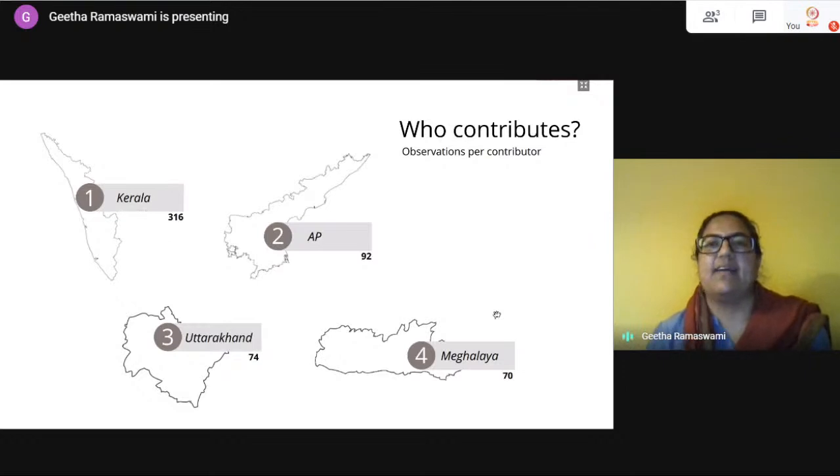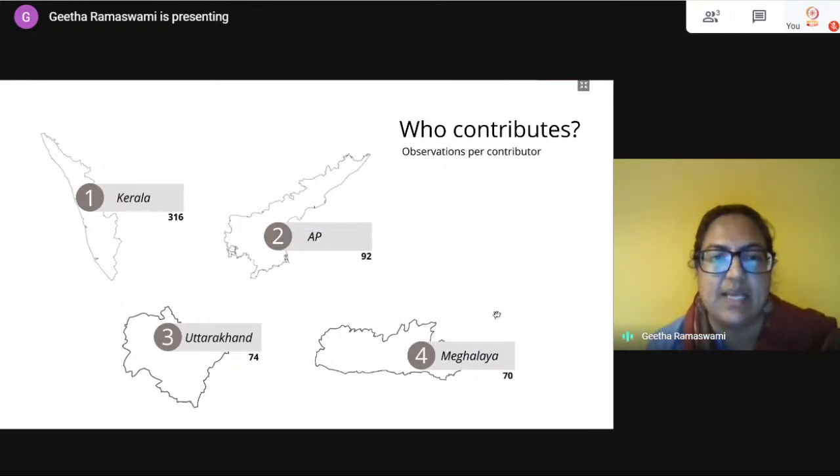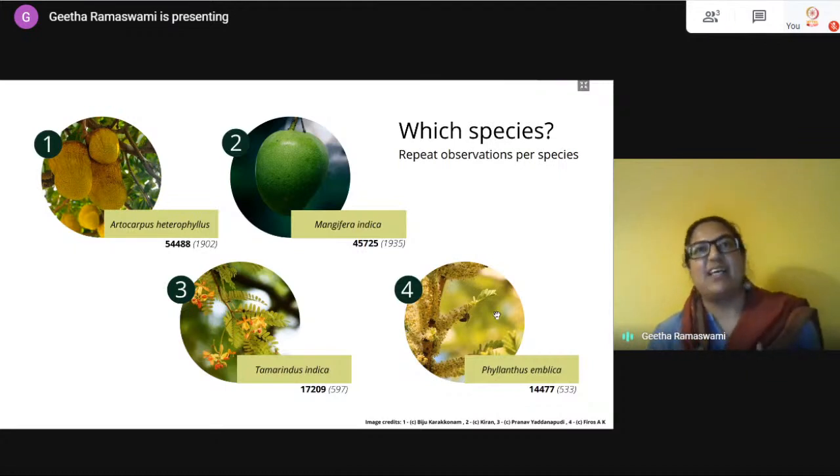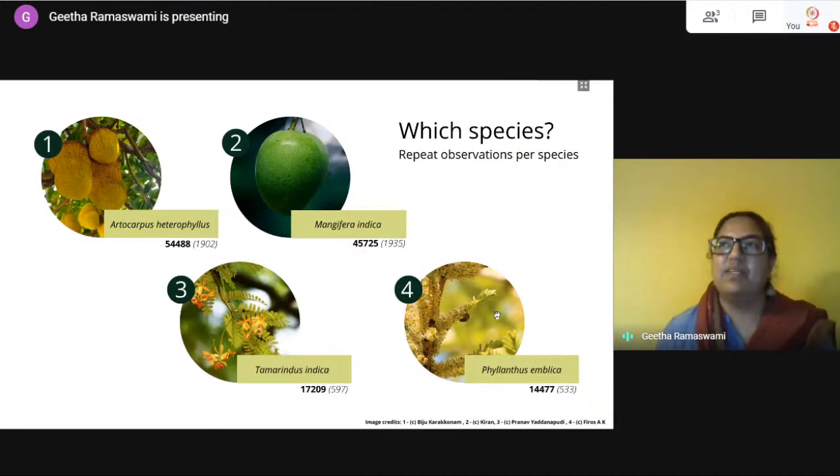And although there is a substantial amount of observations per contributor, it doesn't really match what Kerala shows, the kind of data that's coming in from Kerala. So the data that comes in also indicates which species are the most easy to observe, most accessible, and most favorite of people. So the top 4 species that people like to observe are Artocarpus heterophyllus, which is jackfruit, mango, tamarind, and amla. These are the 4 top species.